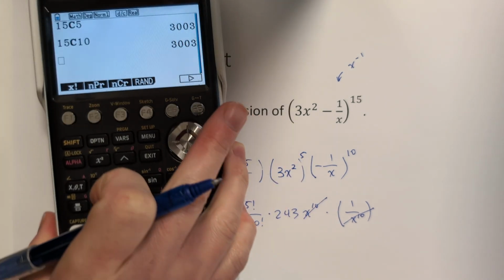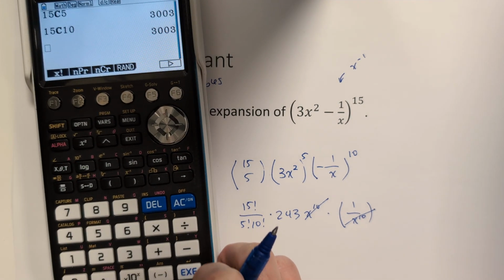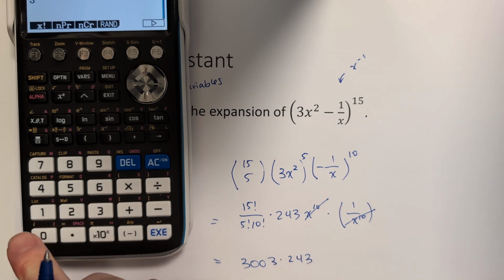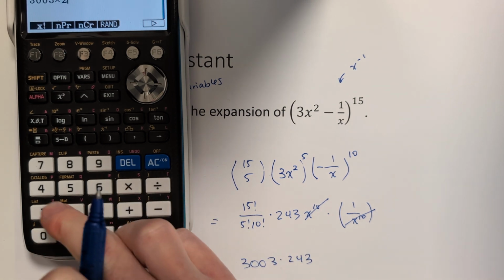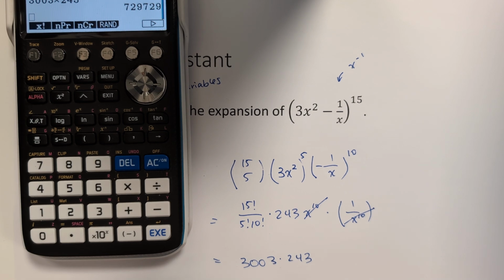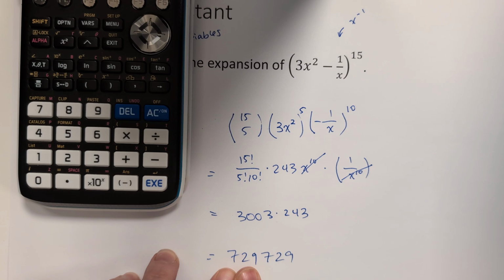You could also put in this. You could do the work and simplify it, but there's no reason to. So that's 3003 times 243. The x is canceled. So 3003, I should have just hit enter, times 243. So if you were to fully expand this, one of those terms would be this coefficient, 729,729.